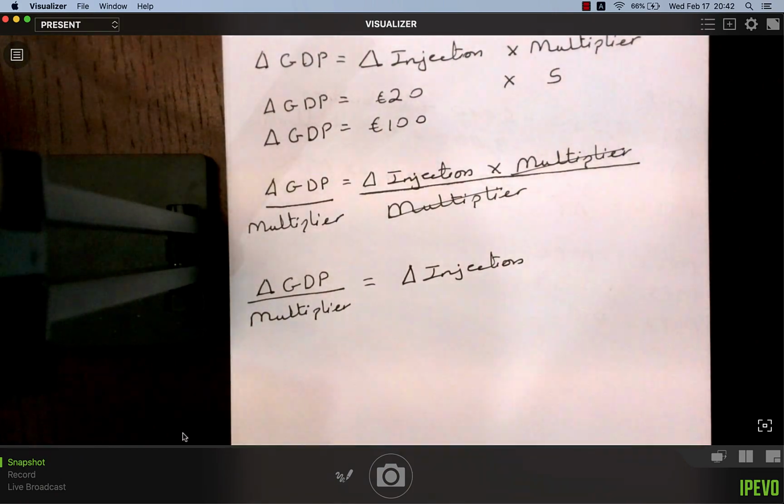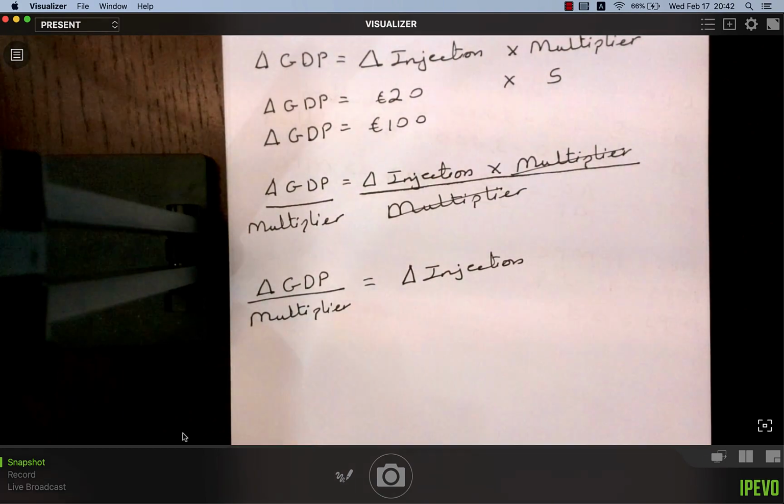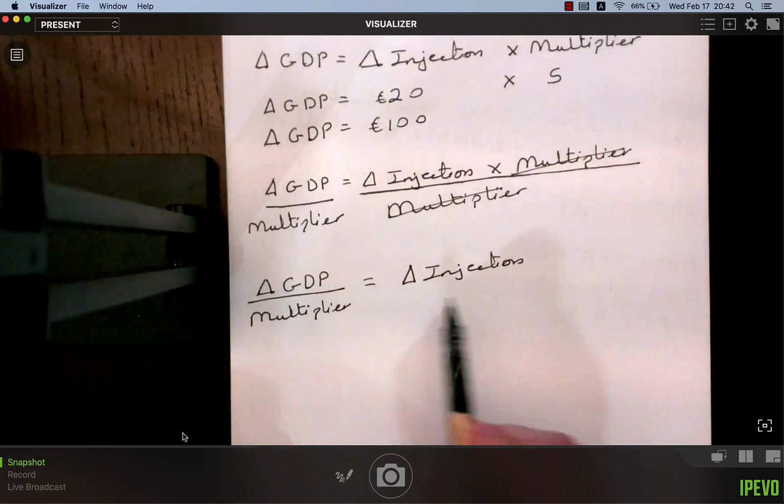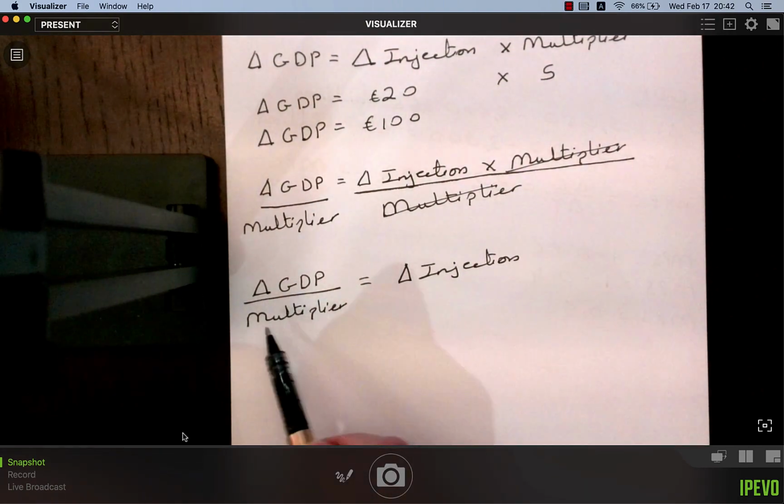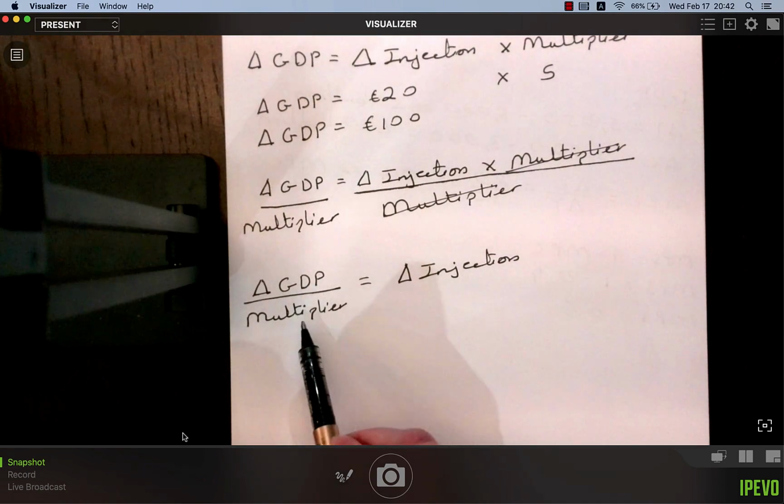They are not equal, by the way, okay? But if they wanted to do that, then in order to find out the injection, they'd need to say, okay, how big is the gap? How big is the multiplier? If we divide the recessionary gap by the multiplier, we'll find out the injection.